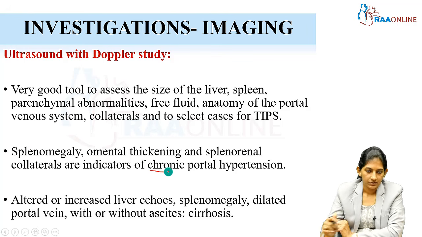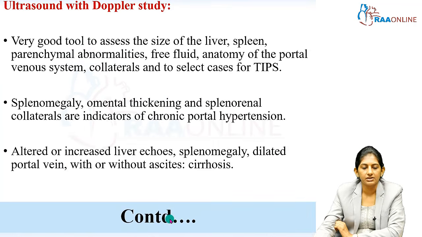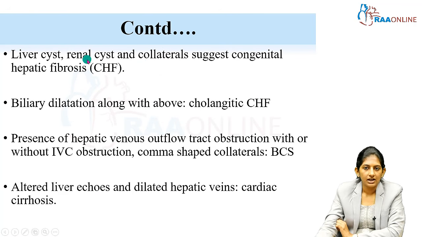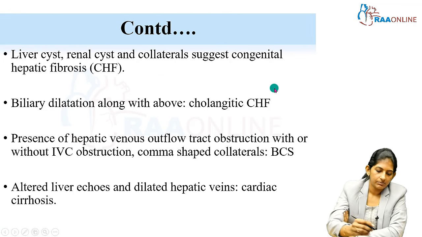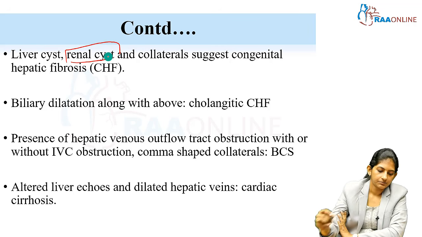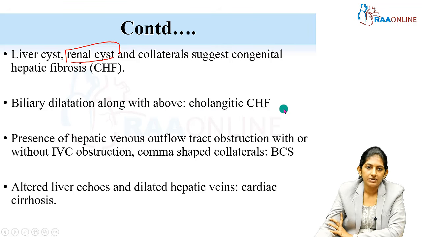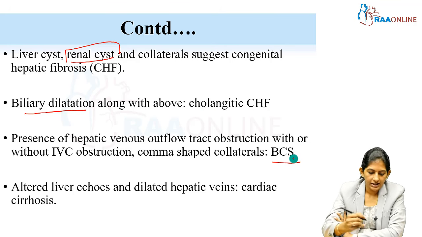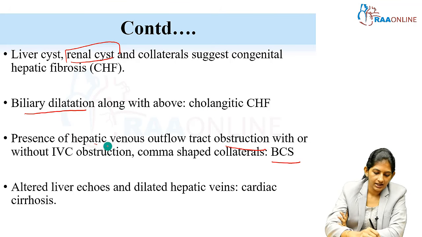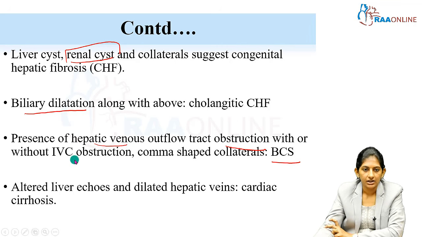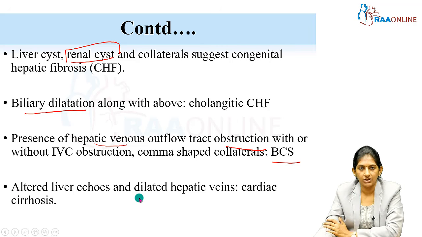For cirrhosis, increased liver echoes, the liver will be very irregular, splenomegaly, ascites will be present. That is cirrhosis. Further down, of course, in congenital hepatic fibrosis, there will be presence of renal cysts, and in the cholangitic form of CHF, there will be biliary dilatation. In Budd-Chiari syndrome, again there will be obstruction, where? Obstruction in the hepatic vein outflow tract. IVC obstruction can also be seen. In cardiac cirrhosis, there will be liver echoes altered with dilated hepatic veins. We should confirm it with echo.